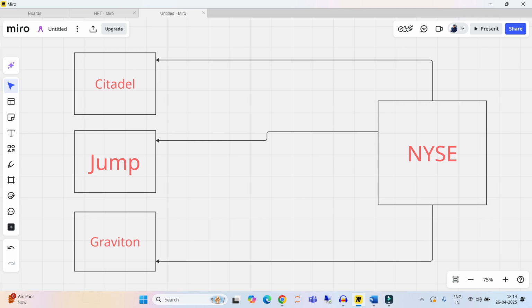Now let's say I'm explaining a very basic architecture. Let's say in Jump Trading, here is something called the market data application. This is called the market data application.